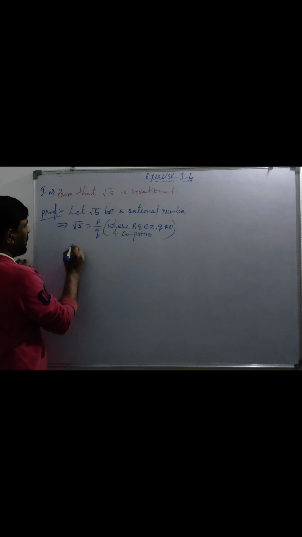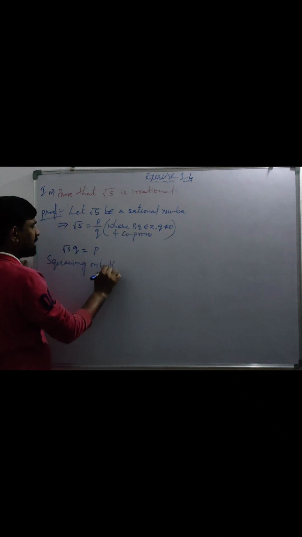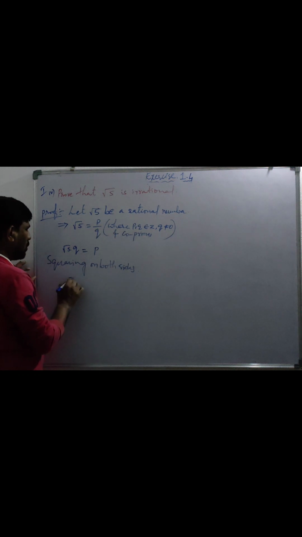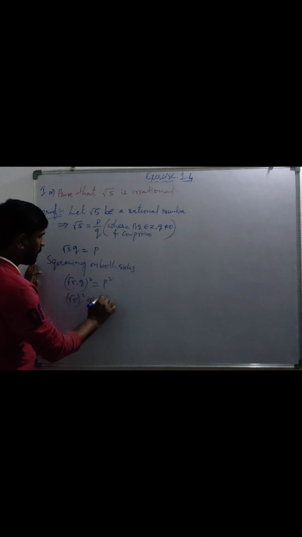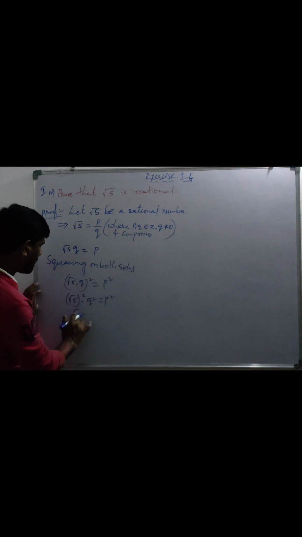Now do the cross multiplication. Root 5 into q is equal to p. Now squaring on both sides, root 5 into q whole square is equal to p square. Now root 5 whole square into q square is equal to p square, which is nothing but 5q square is equal to p square.